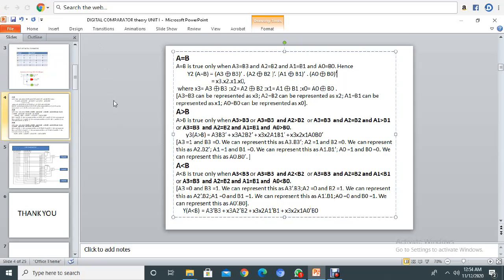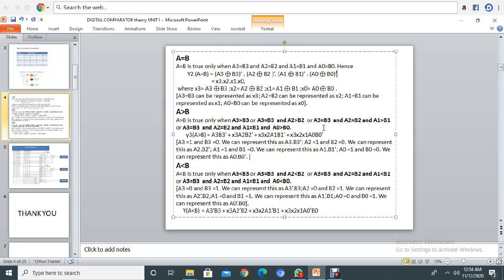Okay. We can write it as Y3 is equal to, here A3 greater than B3. That means A3 is equal to 1, B3 is equal to 0. So we can write it as A3 B3 dash. Okay. Then we have OR. So plus. Next A3 is equal to B3. I am taking A3 is equal to B3 as X3. Okay. So here X3 dot, next and, so dot, A2 is greater than B2. So A2 B2 bar. Next we have OR.